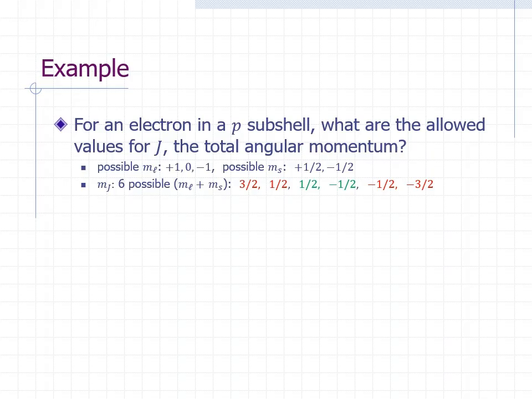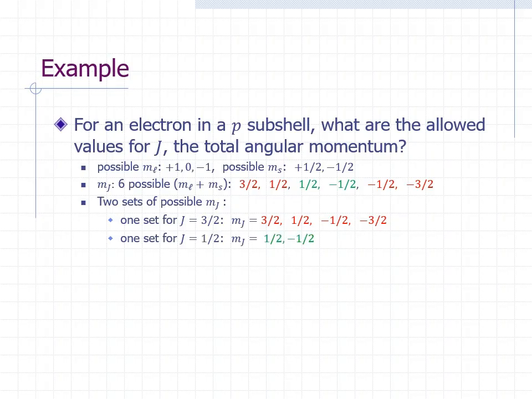Next, we group these values into complete sets. The largest value is 3/2, so one set corresponds to j equals 3/2, with allowed m sub j values of 3/2, 1/2, minus 1/2, and minus 3/2. This accounts for 4 of the 6 values. The remaining values, 1/2 and minus 1/2, form a second set, corresponding to j equals 1/2. So, for a p subshell, the allowed values of the total angular momentum are j equals 3/2 and j equals 1/2.